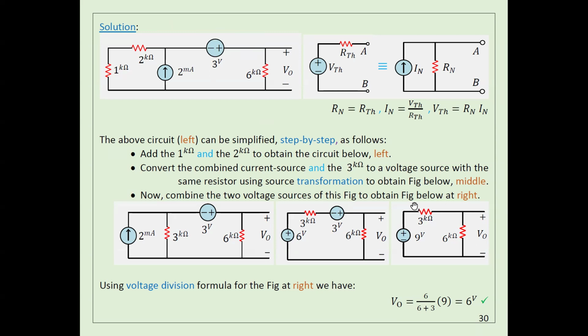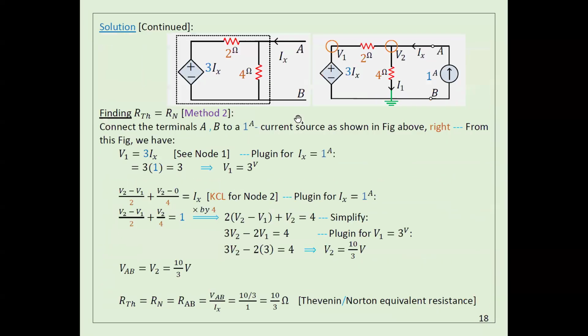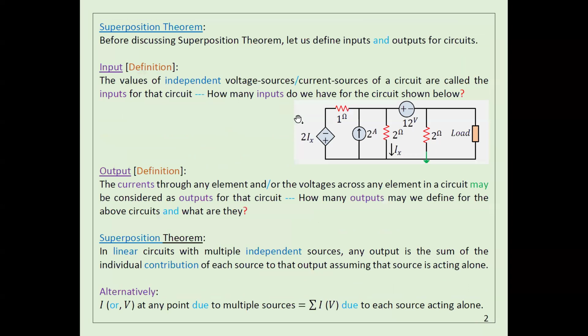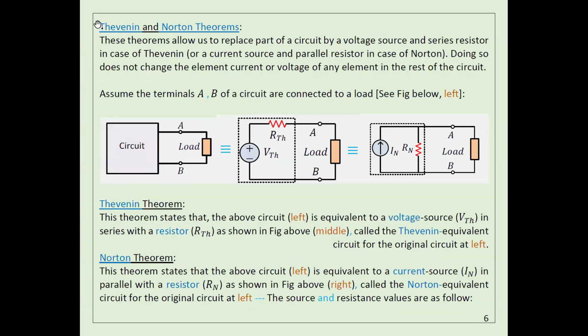Is that okay? I think one student asked me a question, and I really want to share it with you because you may also be confused about it. When I talked about Thevenin or Norton, I told you I'm going to make the circuit a voltage source and resistor, or I can make it a current source and resistor. So what do you mean? Do I have to do both of them, and which one do I have to select?